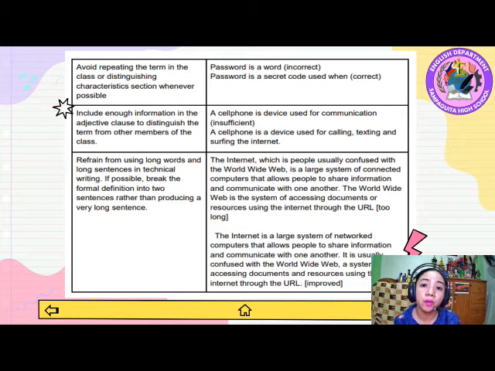So if you are going to improve it, you can just say that the internet is a large system of networked computers that allows people to share information and communicate with one another. It is usually confused with the World Wide Web, a system for accessing documents and resources using the internet through the URL.